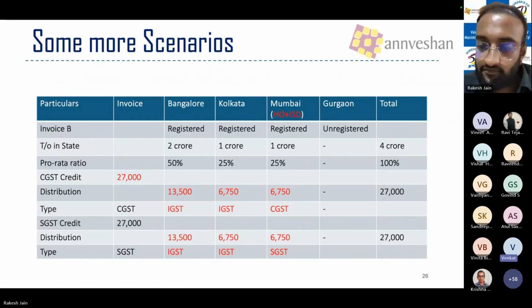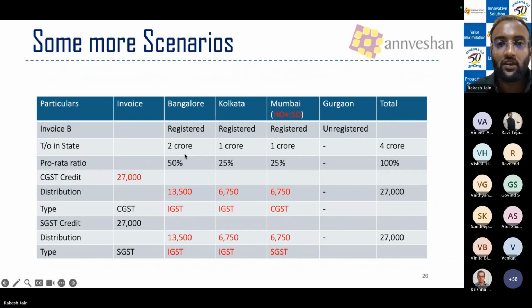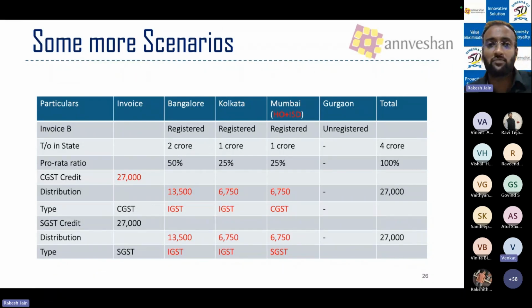You're saying that it is to be distributed by the turnover. How do you get this turnover figure? On what previous month's turnover or the previous year's turnover, or how? No, this turnover would be based on your previous year. Sorry, it can be a previous month.